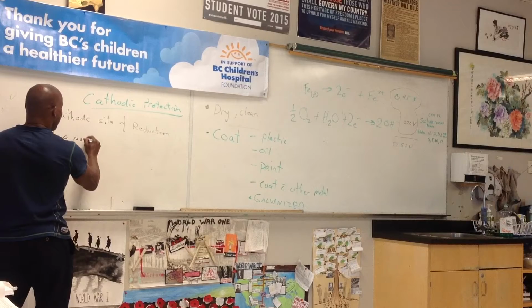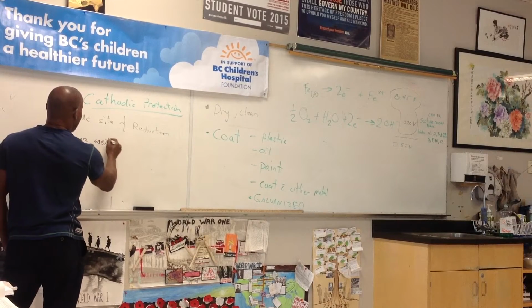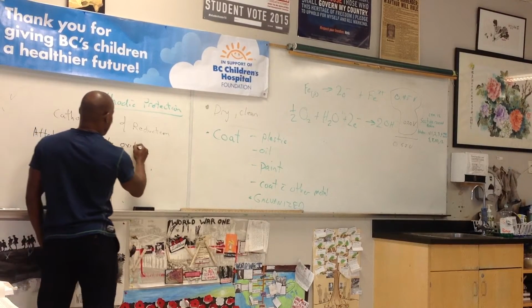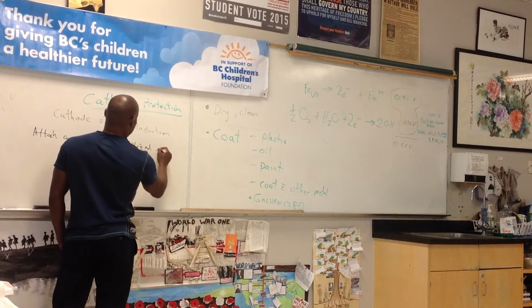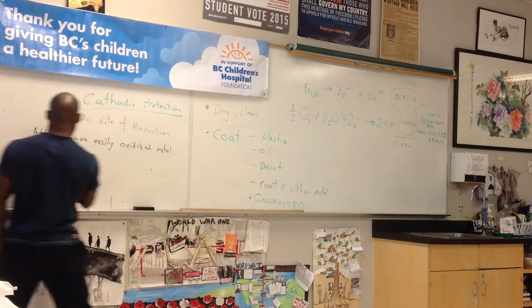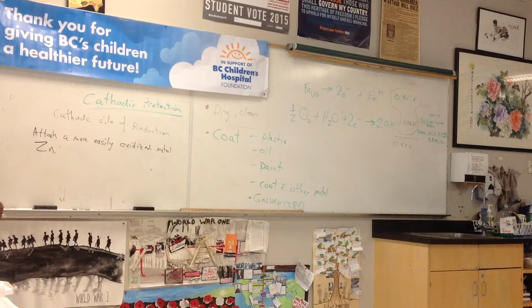Alright, so you attach a more easily oxidized metal. And the metal of choice for this is lithium. Aluminum will work, but the problem with aluminum is it's a little too good at forming that layer of oxide on the outside. What about lithium though? What's the problem with lithium? Lithium is much too good at giving up its electrons.